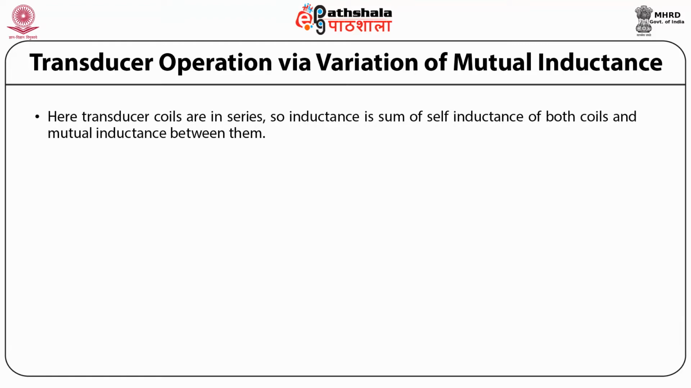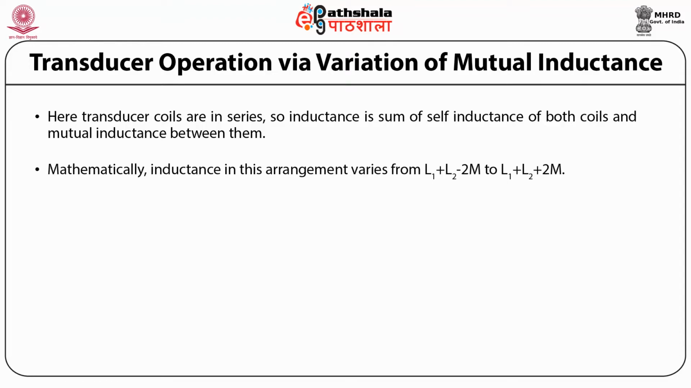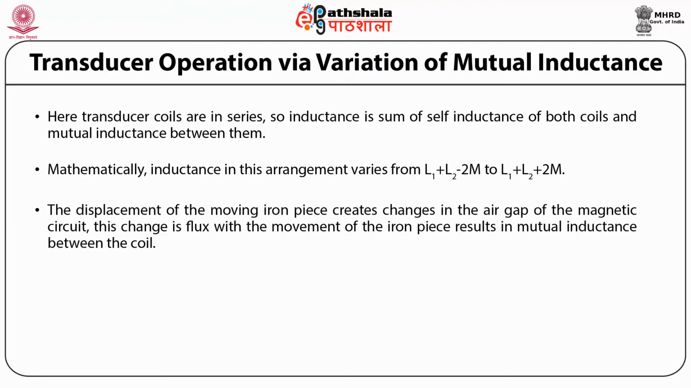In transducers where two or more coils are used, mutual inductance between the coils is varied as per the measurand. A simple example of an inductive transducer for measurement of linear displacement is shown in figure 3. Here, the transducer coils are in series, so inductance is the sum of self-inductance of both the coils and the mutual inductance between them. Mathematically, inductance in this arrangement varies from L1 plus L2 minus 2M to L1 plus L2 plus 2M. The displacement of the moving iron piece creates changes in the air gap of the magnetic circuit. This change in the flux with the movement of the iron piece results in mutual inductance between the coils. This mutual inductance can be sensed by bridge circuits.